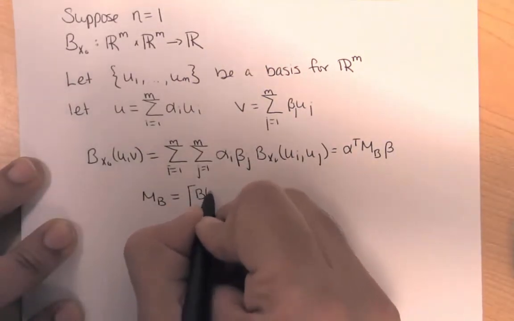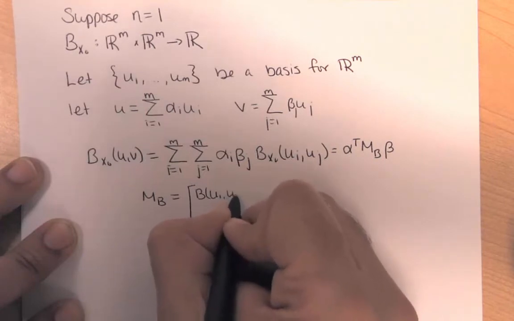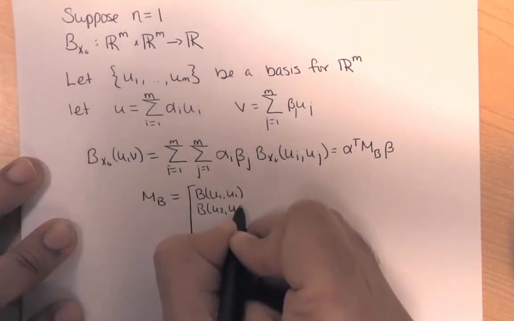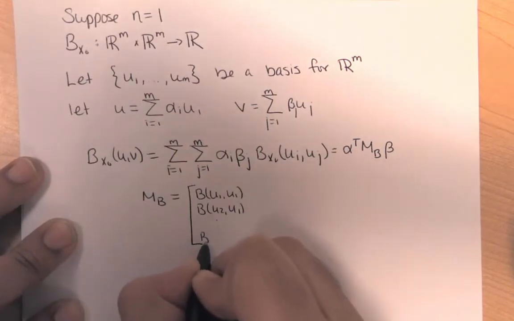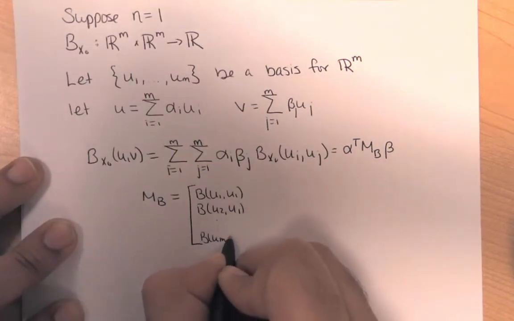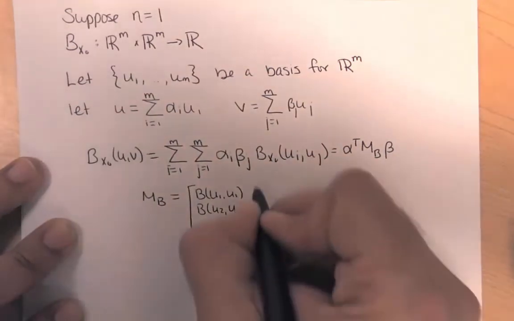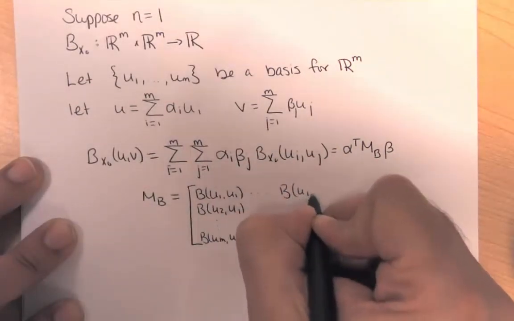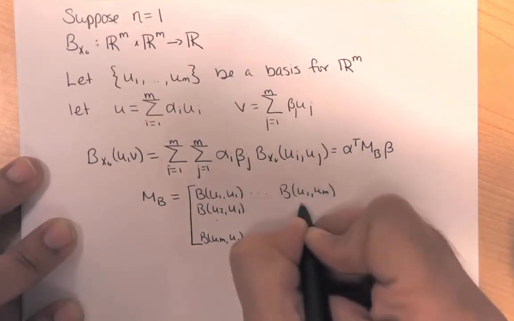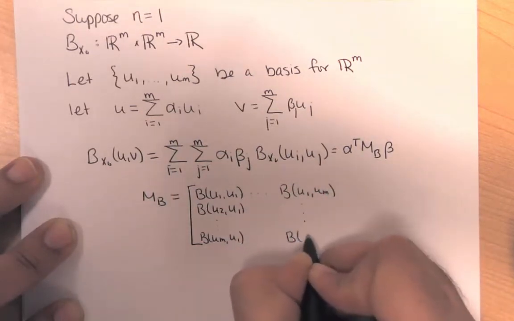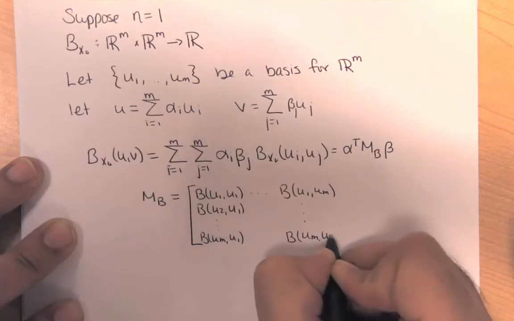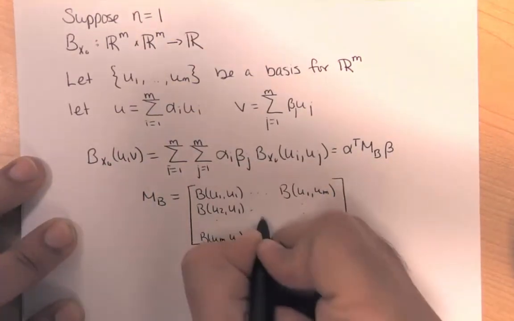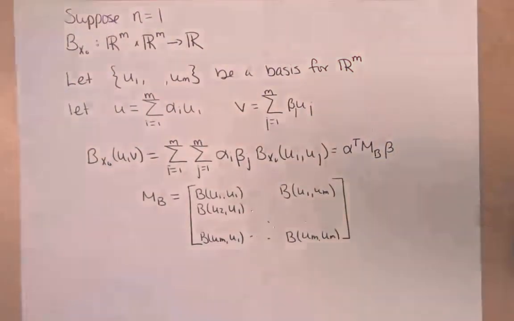the bilinear map of U1 and U1, U2 and U1, UM through U1, the bilinear map from U1 through UM, and the bilinear map from UM through UM, with dot dot dots in all the right spots.